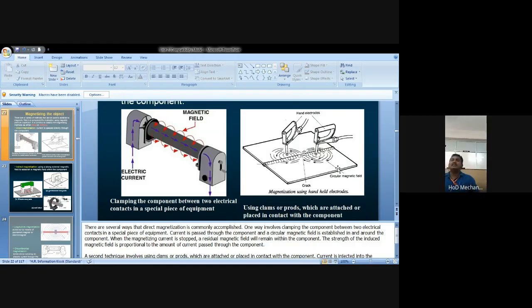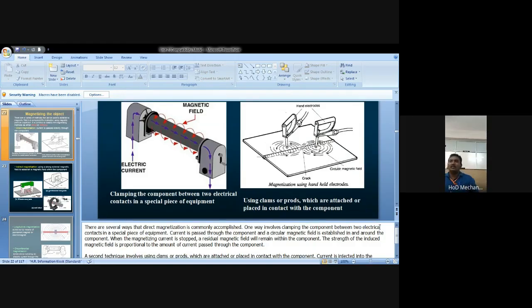There are several ways that direct magnetization is commonly accomplished. One way is clamping the component between two electrical contacts in a special piece of equipment. The current is passed through the component and a circular magnetic field is established in and around the component. When the magnetization current is stopped, a residual magnetic field will remain with the component.